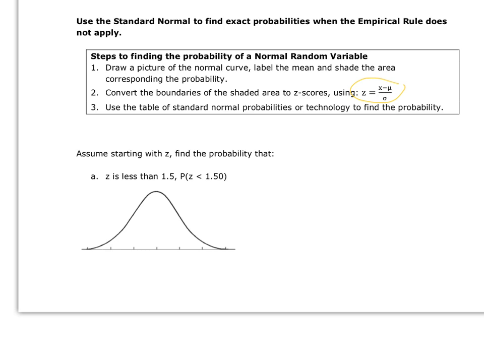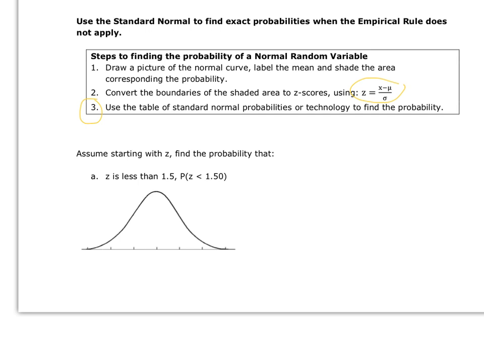Okay, so we're going to start by assuming that we already have z calculated. So we're actually going to just jump to doing number 3 to start off with. So we want to find the probability that z is less than 1.5.